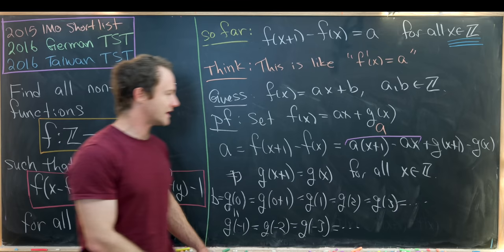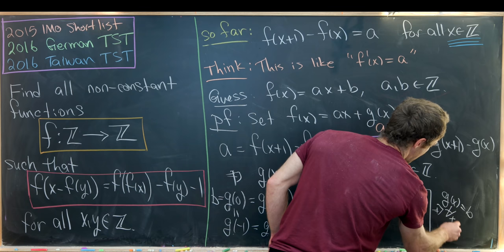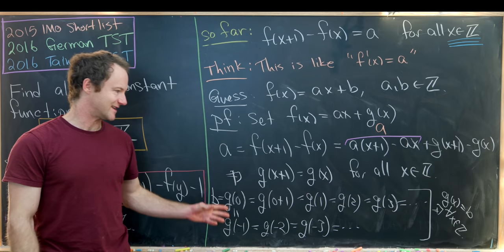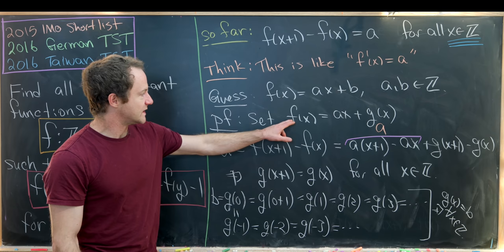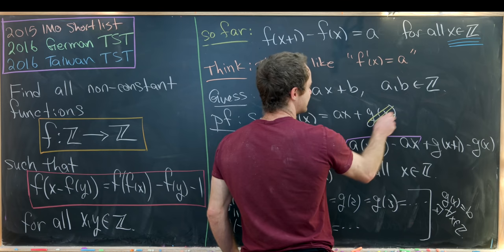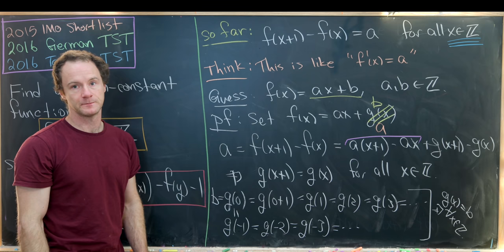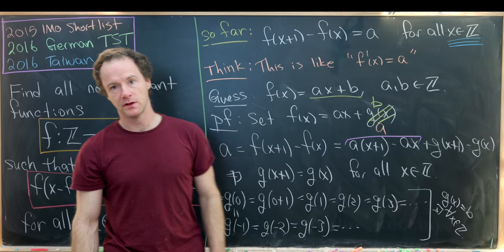So in the end, we have g of x equals b for all integers x. Now, if you really wanted to, you could prove that carefully with induction, but I think this argument is maybe good enough. Okay, but let's put this together. We set f of x equal to ax plus g of x, but we just showed that g of x was in fact just equal to a constant, meaning that we have the form that we want. So now we just have to take this form and apply it to our given functional equation, and we'll be at the end. So we're almost there.